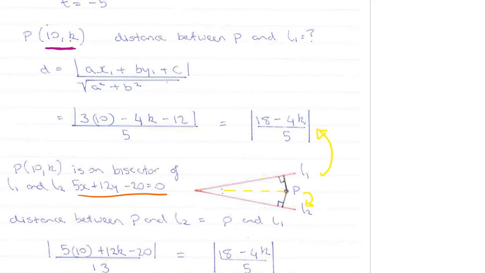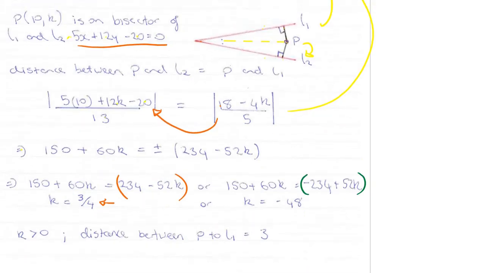Well, that's just plugging it into the distance formula. I'm left with 5 times 10 plus 12 times k minus 20, all divided by 13, is equal to this distance there.